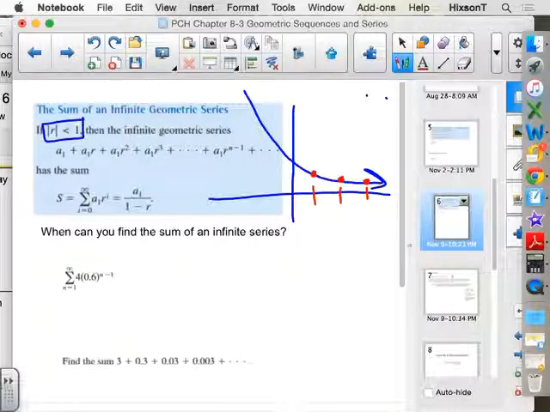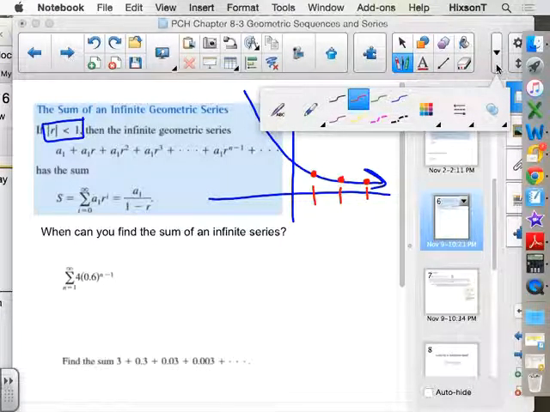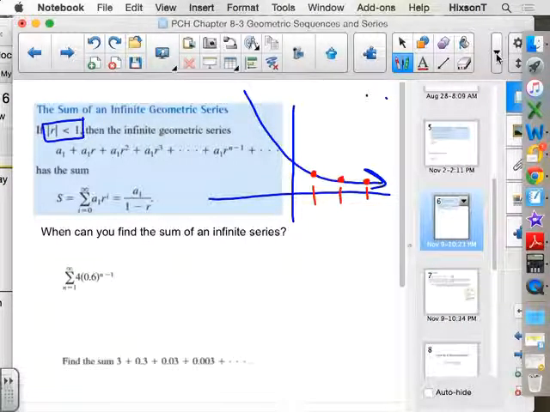It is also possible if we have a negative r, as long as the absolute value is still smaller than 1. Let me show you what would happen in that case. What if it is 1? Can't be 1. If it is 1, then you don't have a geometric. You have a constant. If r is 1, then you have a constant function. It's just a flat line.